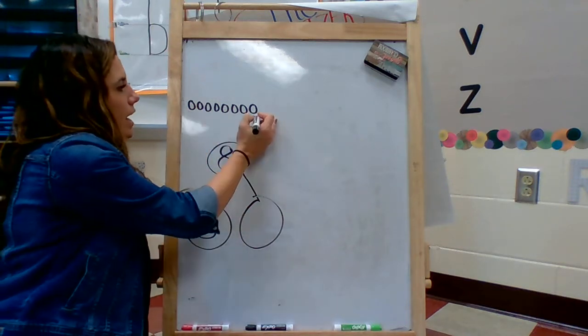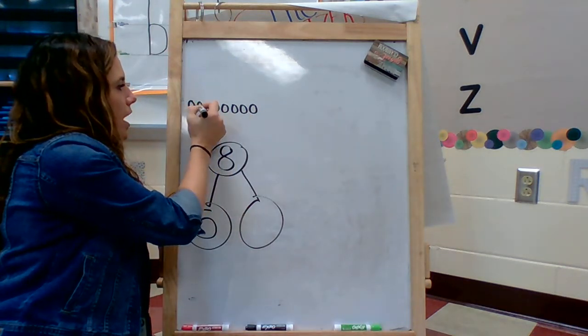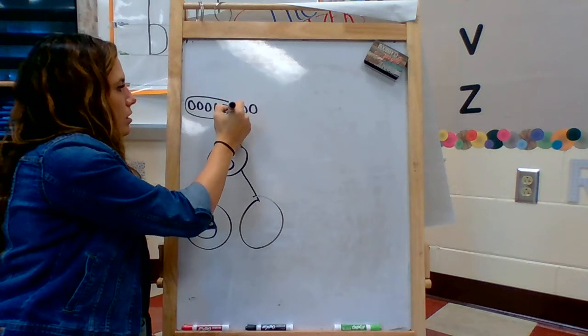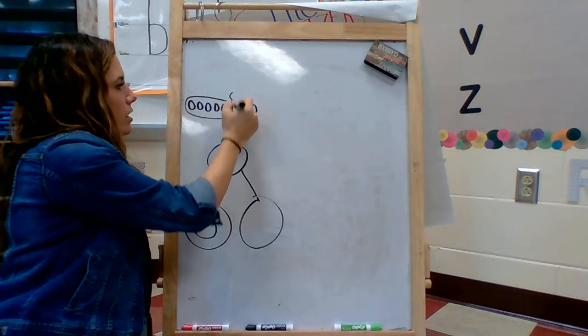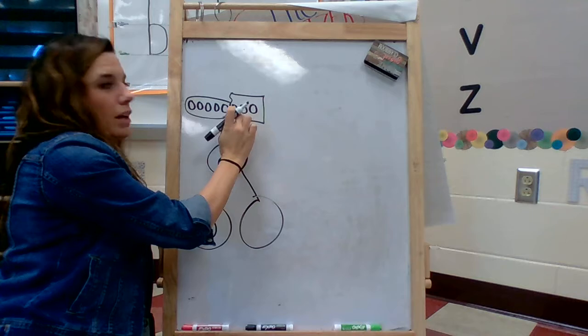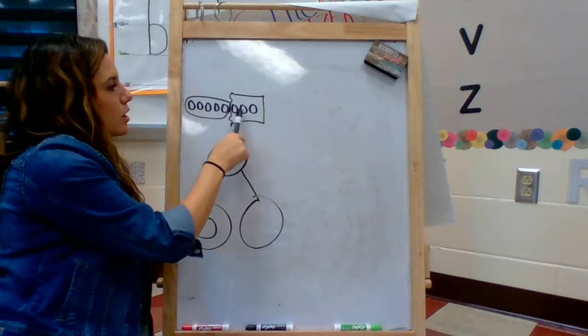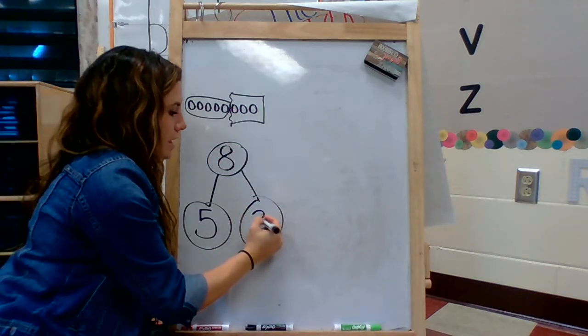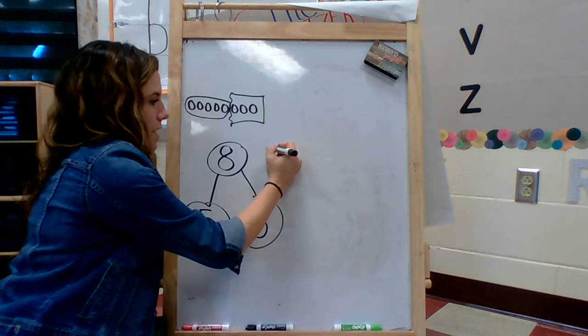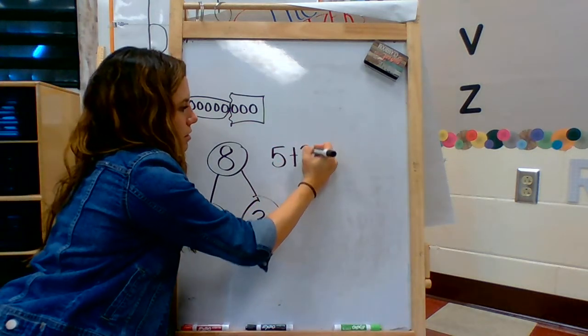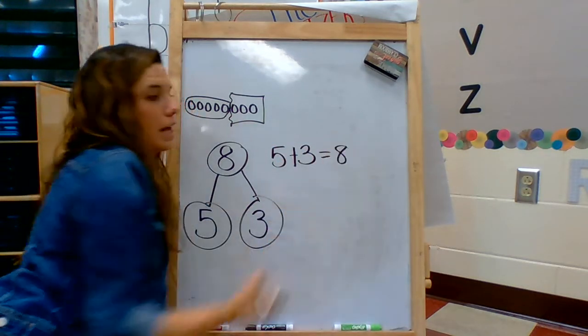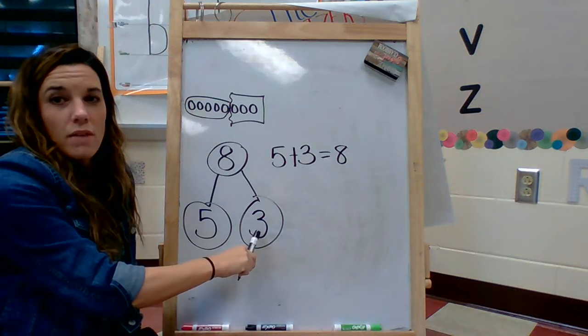So I already have 8 up here. I'm going to circle a group of 5. There's one group of 5, and here's my other group of leftover bears. So how many are left? 1, 2, 3. That's my missing addend. 5 plus 3 equals 8. Okay? So we can solve it that way.